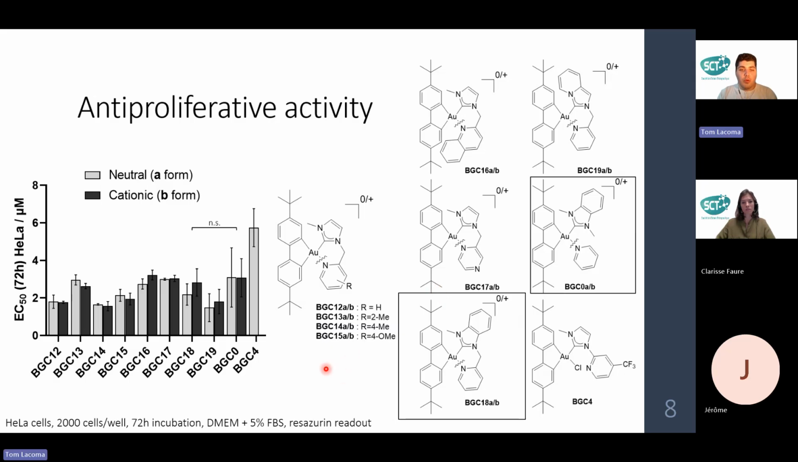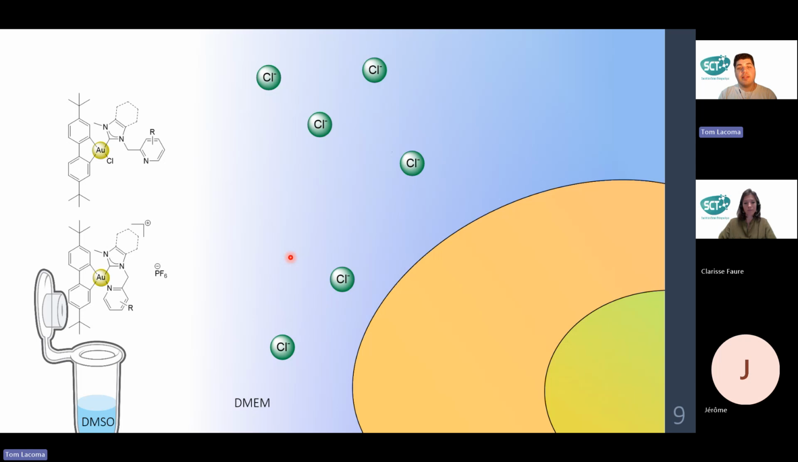So to come up with answers to all of these questions, we started to study the reactivity and speciation of this pair of complexes, and we noticed that upon addition into the culture medium, which contains chloride ions, the cationic complexes are able to react, open their metallacycle, and convert back to the neutral species. So this explains why the neutral and cationic complexes have the same activity, and also why there is a mild impact of the substitution on the cytotoxicity.